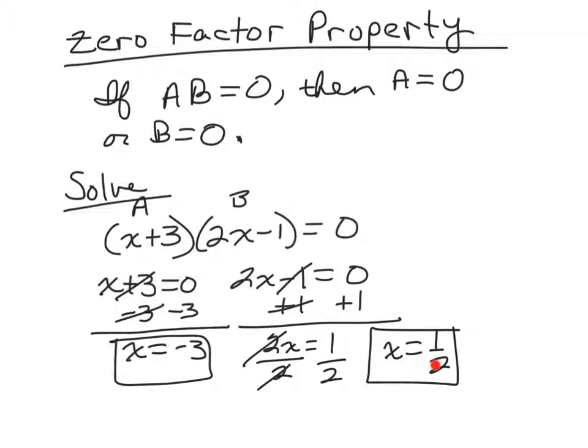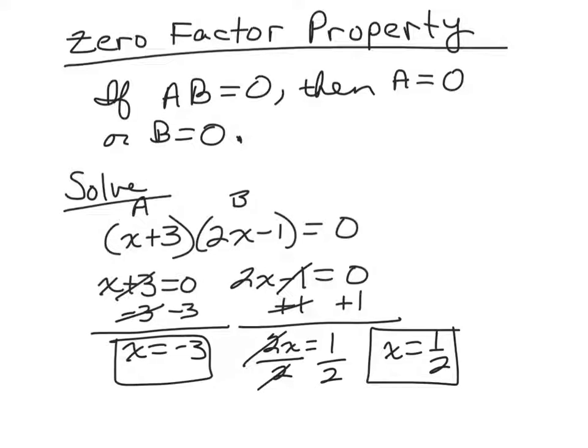If you put the 1/2 in, a half plus 3 here would be 3.5. Over here, 2 times a half is 1. 1 minus 1 is 0. 3.5 times 0 is 0. So they do both work.